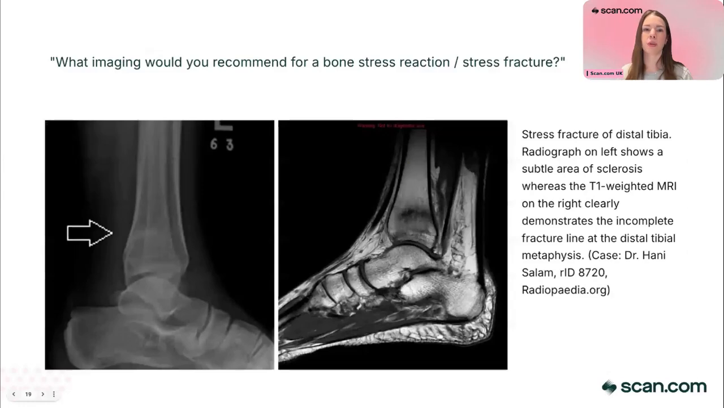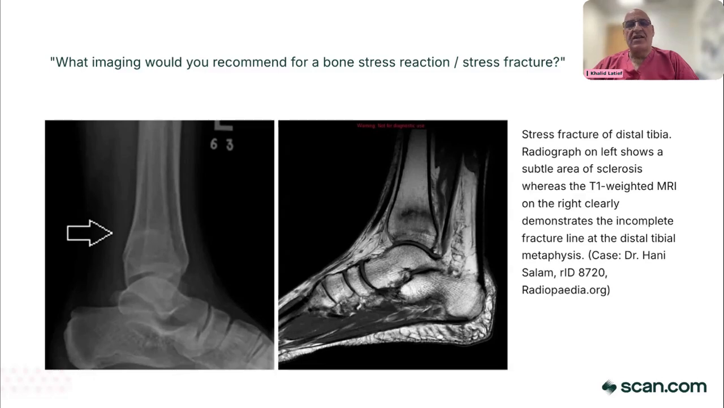We're now moving on to what's been a popular topic, which was bone stress reaction and stress fractures. What imaging would you recommend for these cases? As you've just shown there, you start off with an X-ray, and quite often the X-ray is normal, although in this case it's abnormal. You can see the stress fracture line as pointed by the arrow. There's the sclerotic line, and that's a classic appearance of a stress fracture on an X-ray.